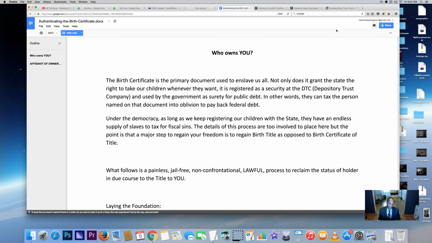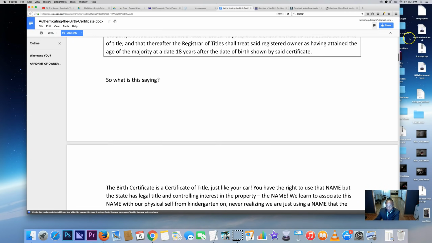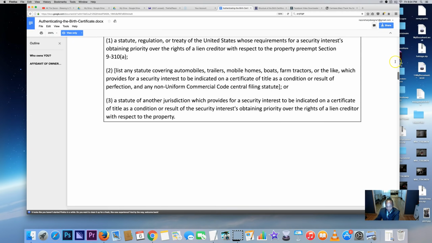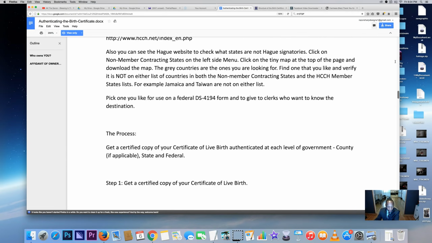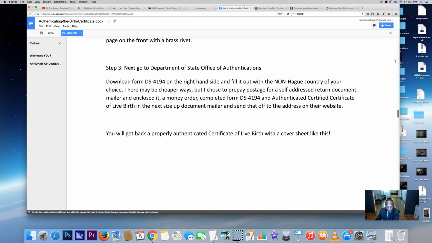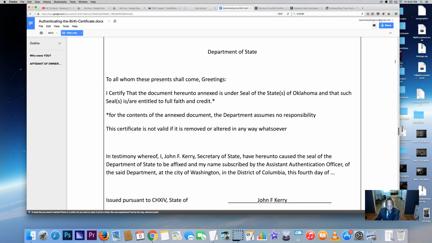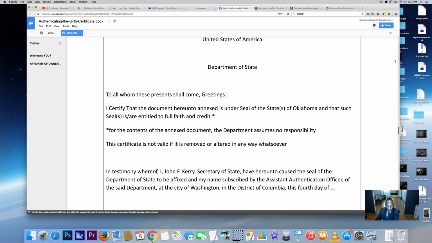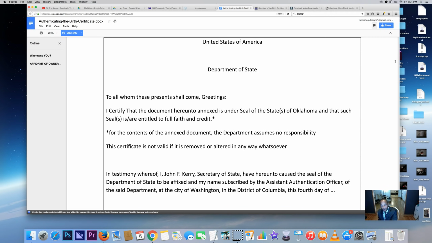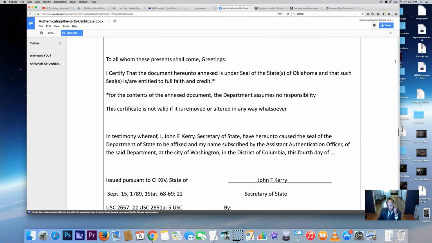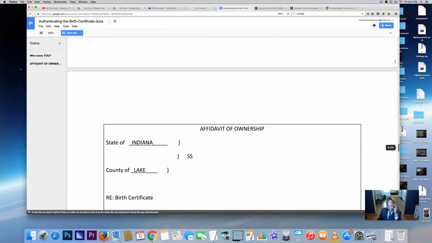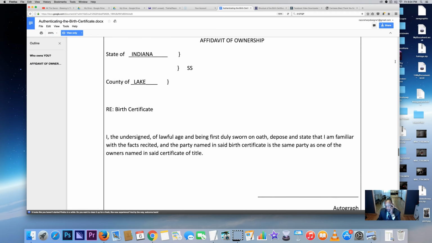Now you're going to put a claim of ownership of that by adding an affidavit of ownership. Something like this. All right, so, United States of America, Department of State, to whom these presents shall come. I'm sorry, that's not it. That's what they sent back to you. I'm sorry. So, affidavit of ownership.